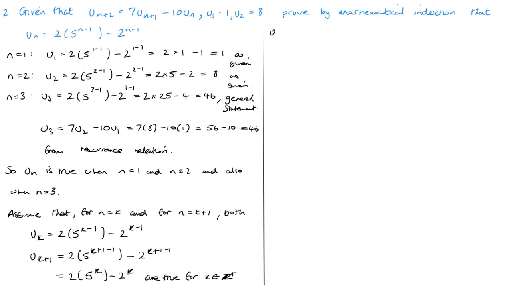Now the induction step. So this time we're looking at k plus 2. So this is 7 u of k plus 1 minus 10 u of k. Now I need to make sure I write the right ones in this time. So 7 times 2 times 5 to the k minus 2 to the k, minus 10 times 2 times 5 to the k minus 1 minus 2 to the k minus 1.